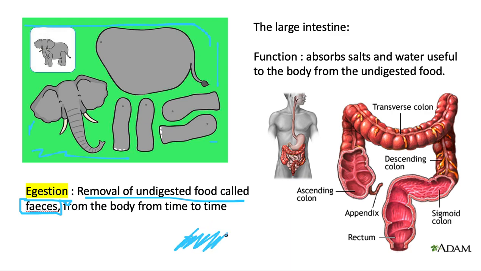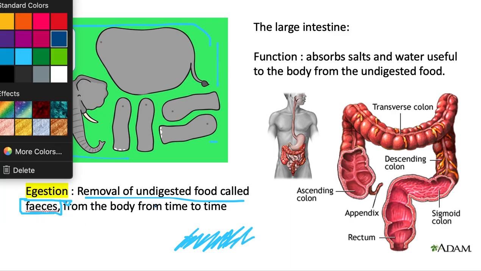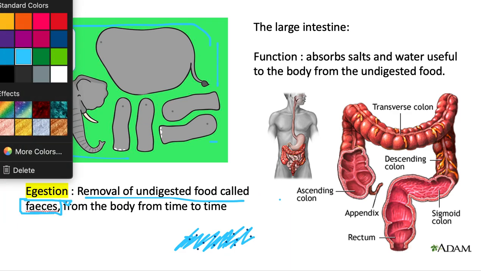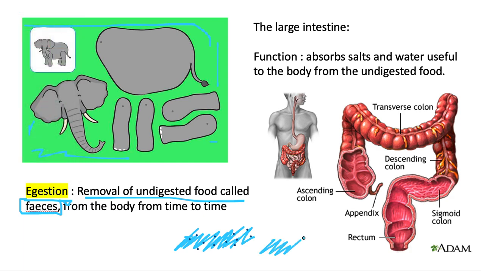So now say this is the undigested food that I have, and this is the water content in it. These small blue dots are the water. Now when this passes through the large intestine, all this water, because it is useful to the body, will be absorbed. So whatever comes out of the large intestine is going to be only this, which is the undigested food, something that the body does not need at all. It is of no use to the body.